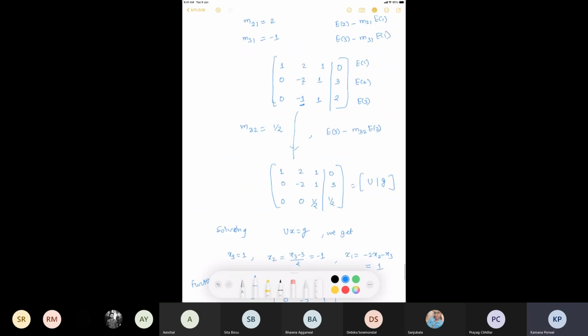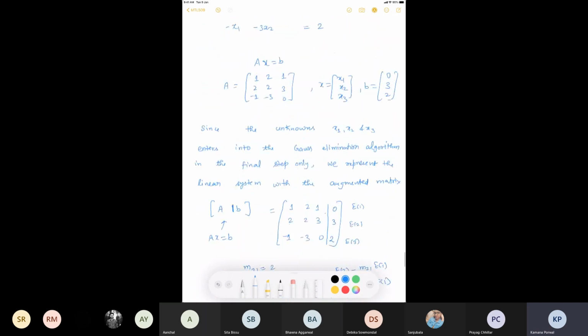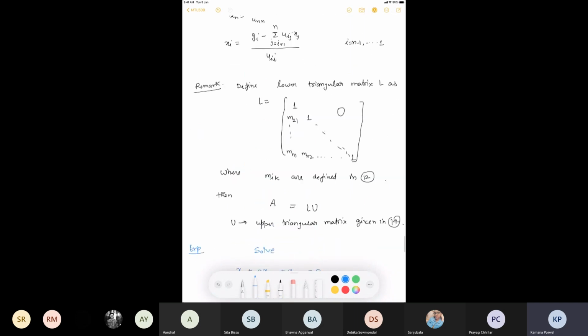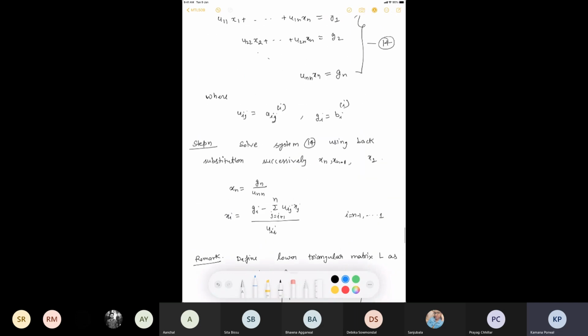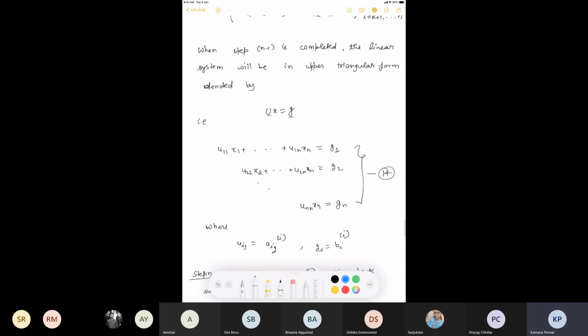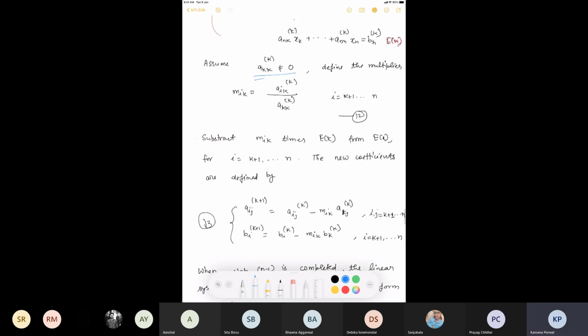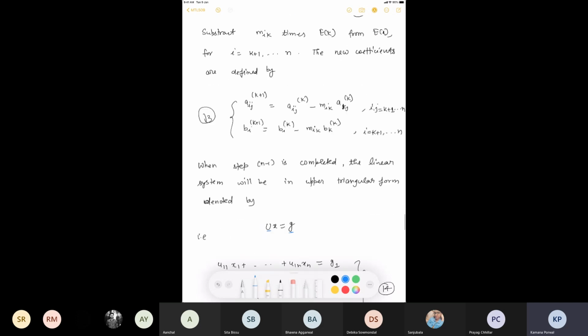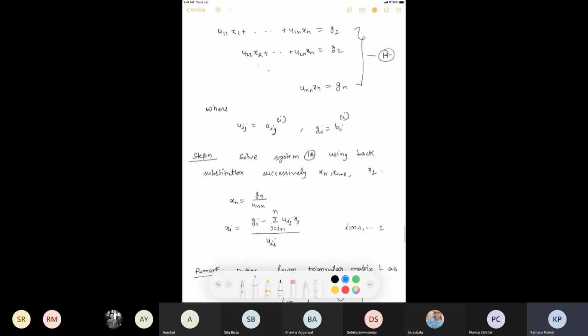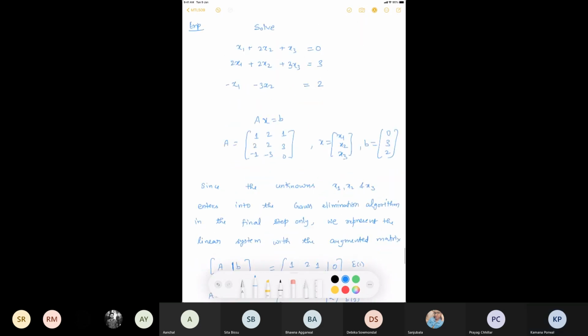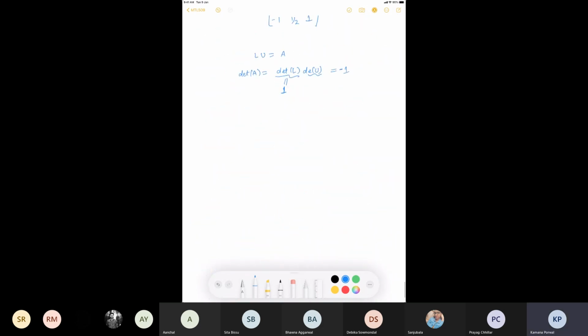In the next class, what we will try to do: we have been keeping this assumption that some of the coefficients are non-zero. For example, we consider that AKK is not equal to 0. So we'll try to remove these assumptions and try to modify this Gaussian algorithm. That we will do in the next class.